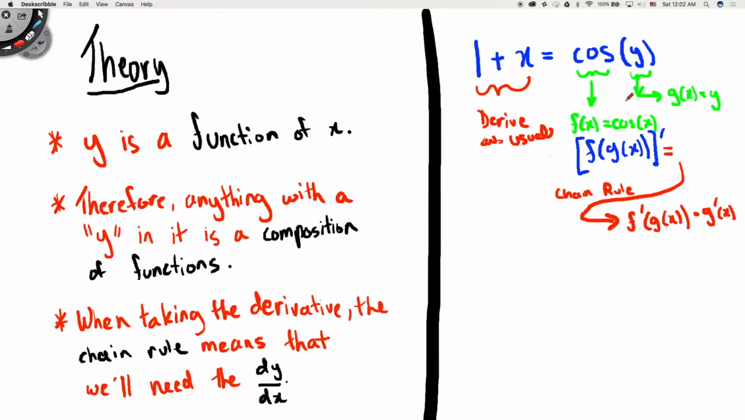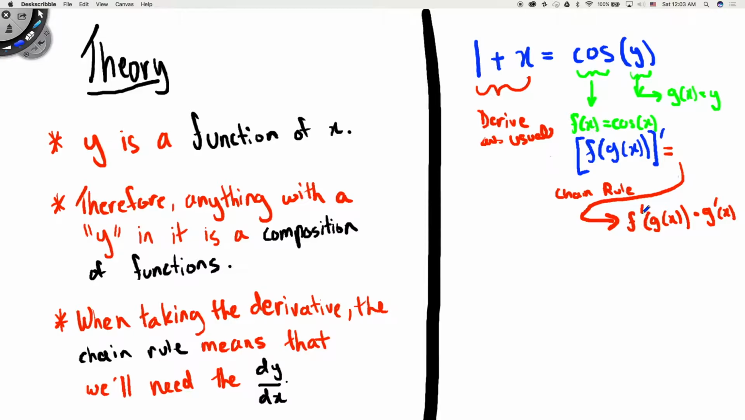So we've got a chain rule here, right? Because we've got the cosine as our f of x and our y as our g of x. So we've got a composition of functions there. And so we know that by the chain rule, the derivative of that composition would be f prime of g of x times g prime of x. So let's explore what each of those would be.